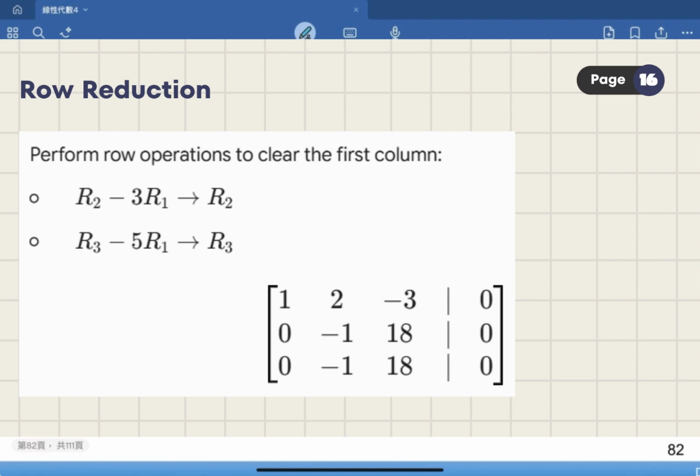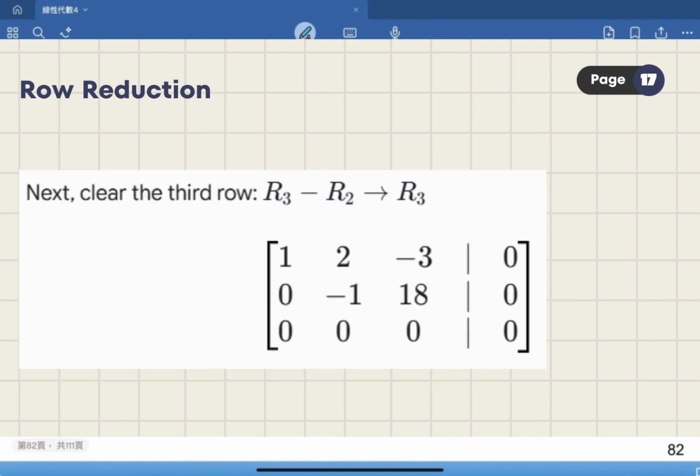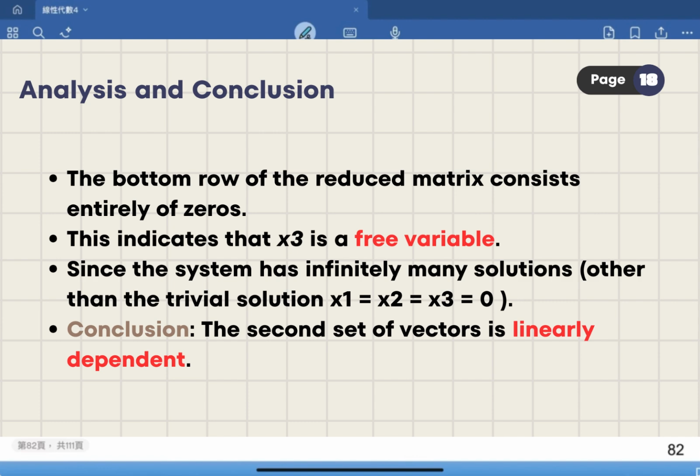Row 2 and row 3 are 0, minus 1, and 18. Then row 3 equals row 3 minus row 2. So the last is: row 1 is 1, 2, and minus 3. Row 2 is 0, minus 1, and 18. Row 3 is all 0. So there are only two pivots, but there are three columns. Therefore, one vector can be written as a linear combination of the others. The vectors are linearly dependent. So V1, V2, V3 are linearly dependent.